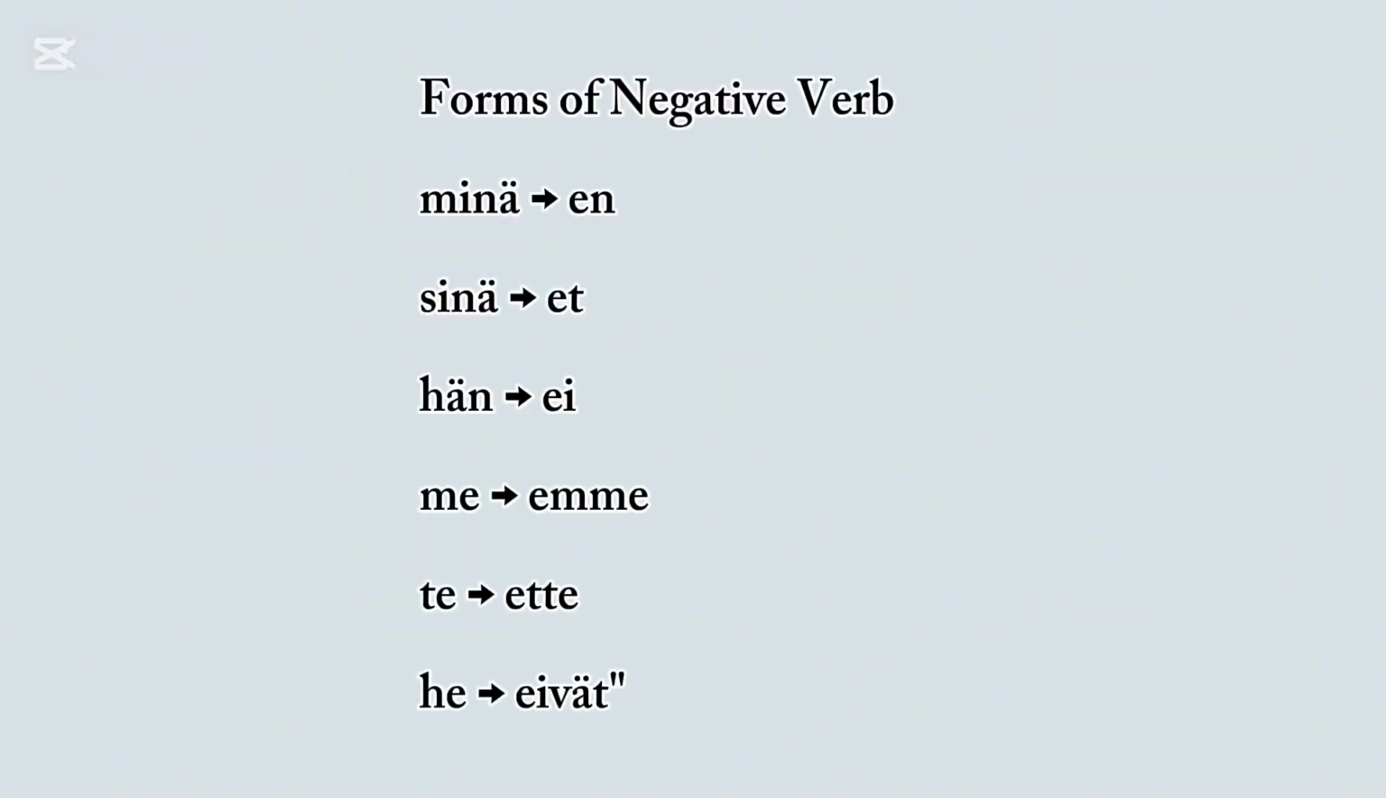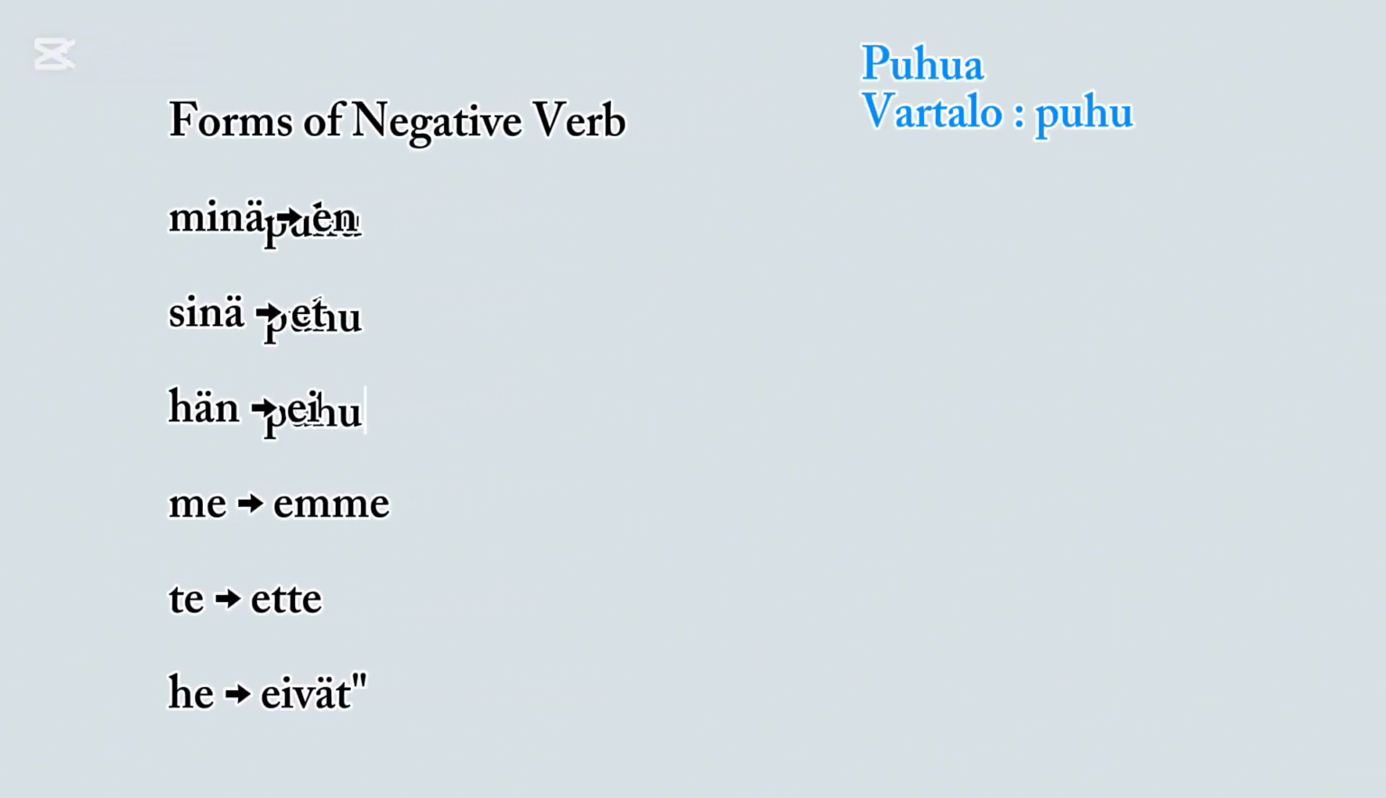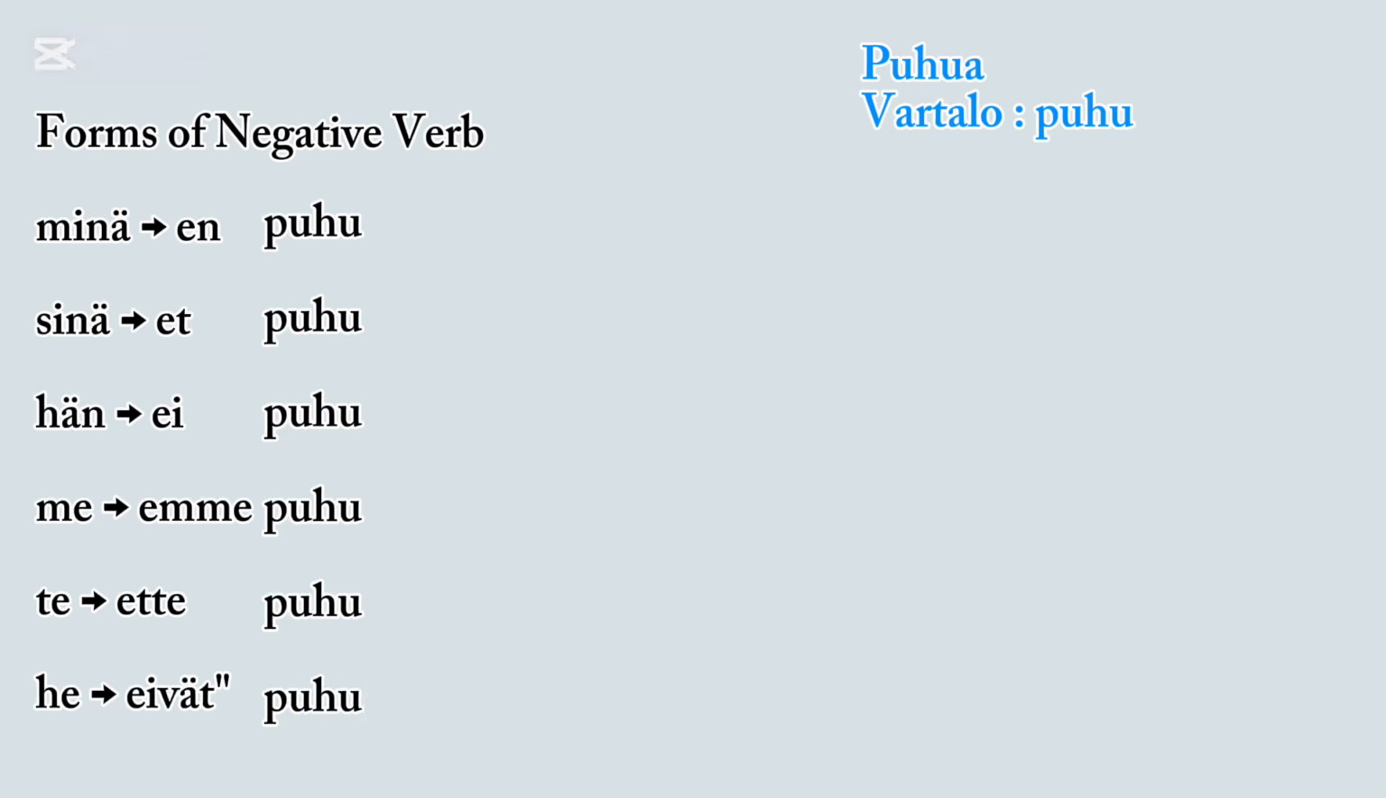Let's see the negative verb: minä, en; sinä, et; hän, ei; me, emme; te, ette; he, eivät. Now let's try with the verb puhua, to speak. Minä en puhu, sinä et puhu, hän ei puhu, me emme puhu, te ette puhu, he eivät puhu. See, the main verb always stays in the basic form, puhu.